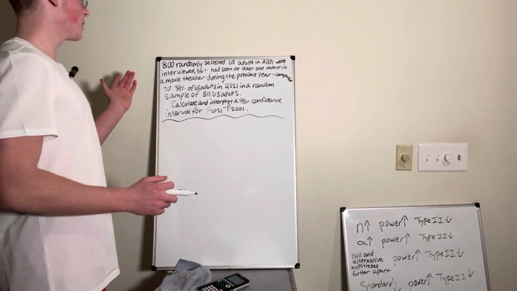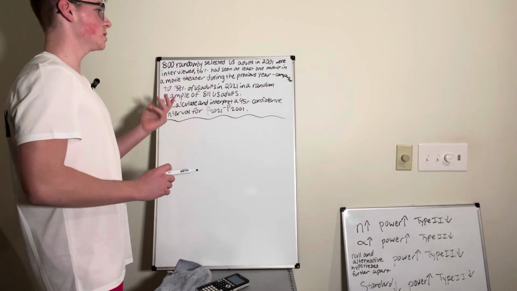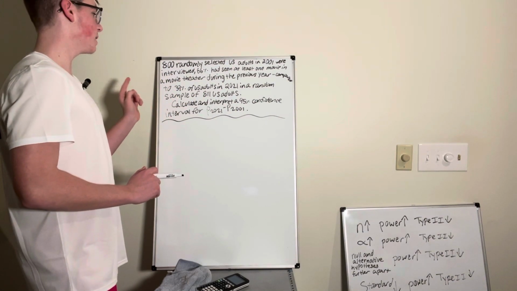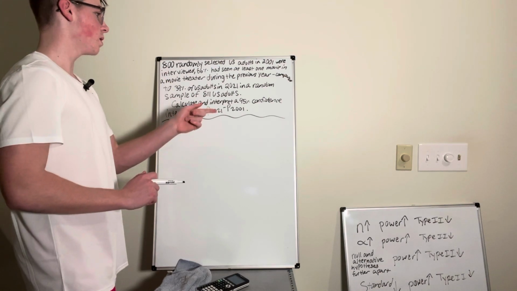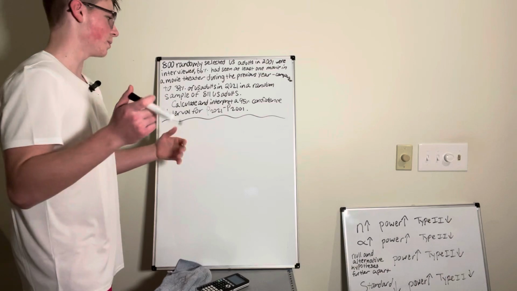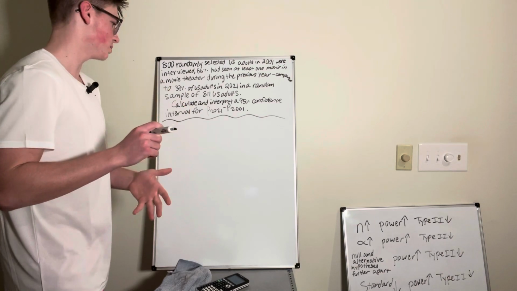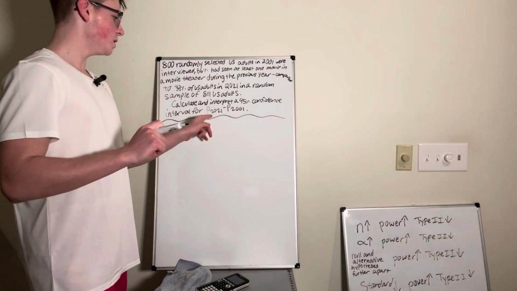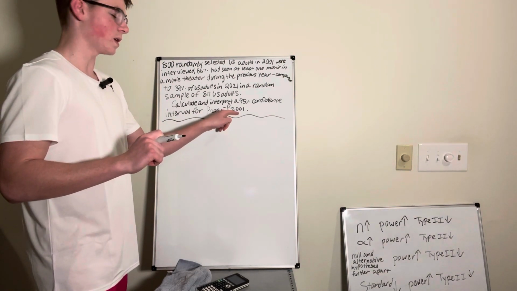Okay, so the question: 800 randomly selected US adults in 2001 were interviewed. 66% had seen at least one movie in a movie theater during the previous year, compared to 39% of US adults in 2021 in a random sample of 811 US adults. Calculate and interpret a 95% confidence interval for P 2021 minus P 2001.